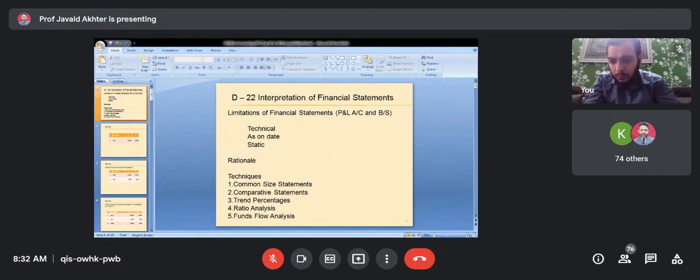So how will you take a decision? Naturally, the most important document based on which your decision will be there is the balance sheet, which is technically drawn.